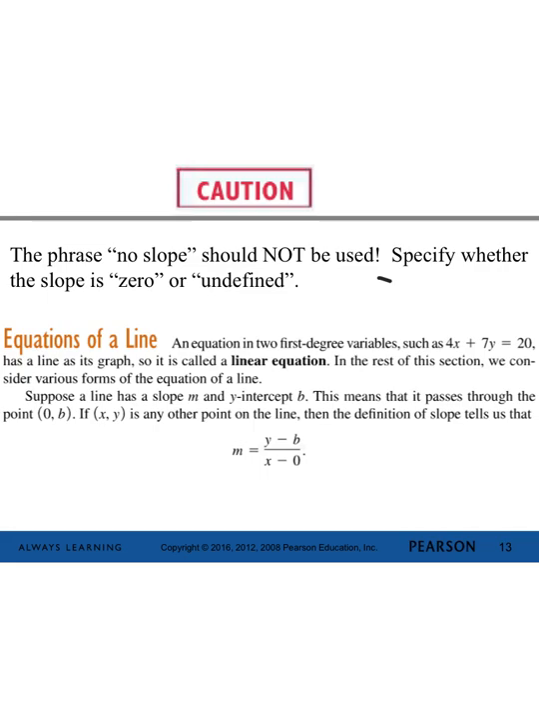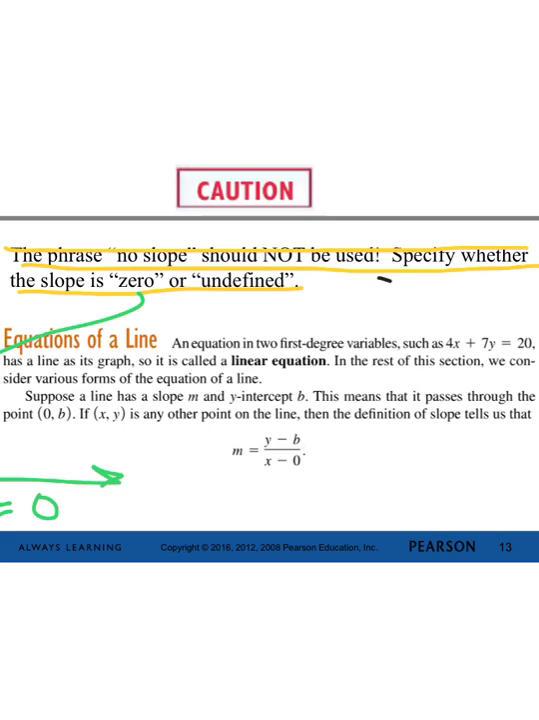So you know this is important when I devote a whole slide to it. The phrase no slope should not ever be used. You need to specify whether the slope is 0 or undefined. The slope is 0 if your line is what you might want to call flat. It is undefined when it is a vertical line.